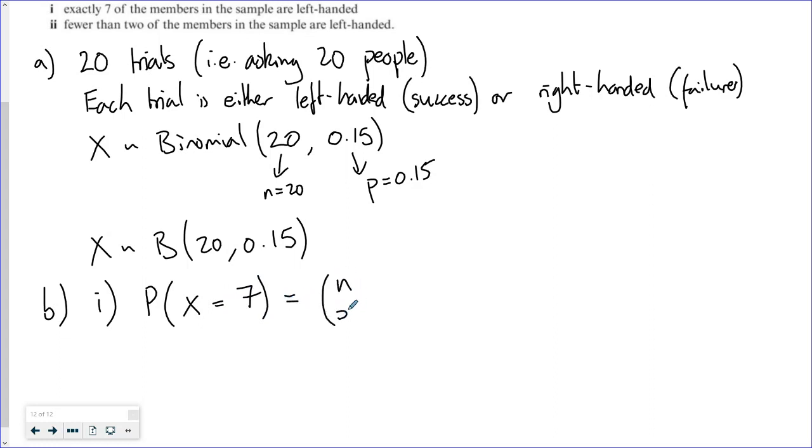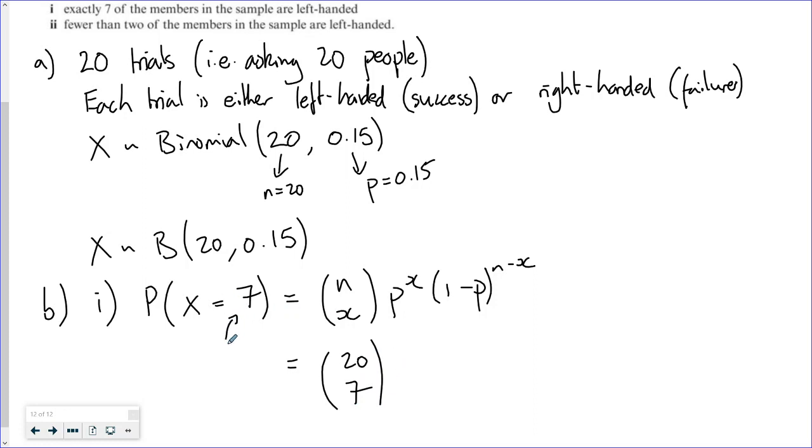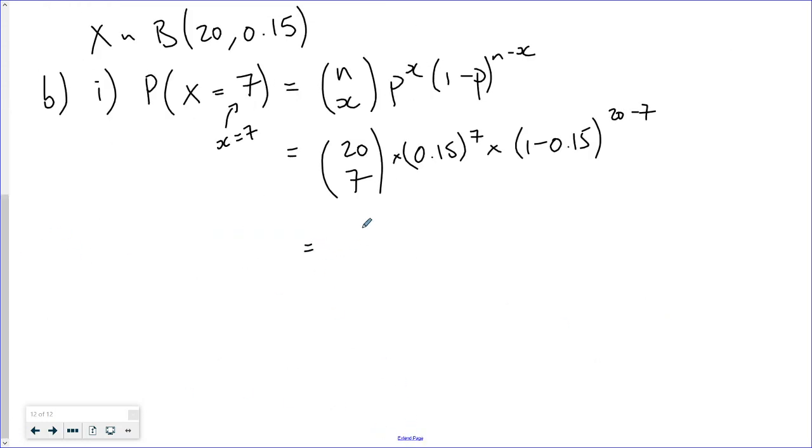So we're going to use the formula n choose x, p to the power of x, 1 minus p to the power of n minus x. So n is 20. Here, our specific x value is 7. So this basically tells us that little x is 7. And then we're going to have p, which is 0.15, to the power of 7, and 1 minus p to the power of 20 minus 7. So we can write that as 20 choose 7 times 0.15 to the power of 7 times 0.85 to the power of 13.